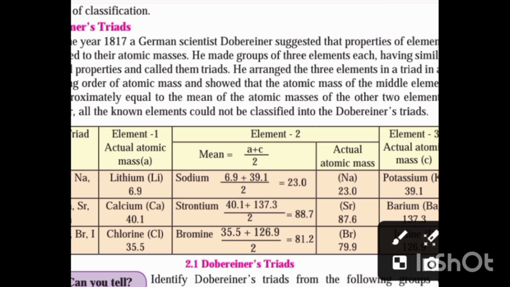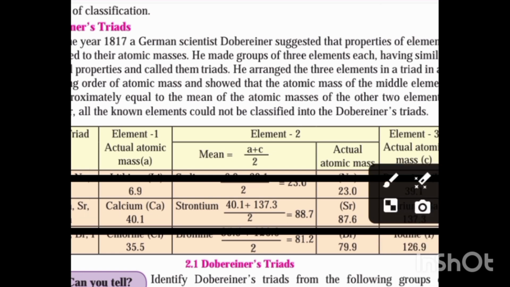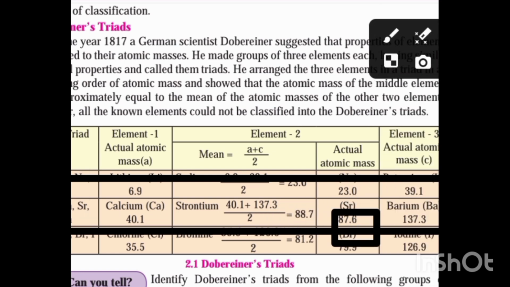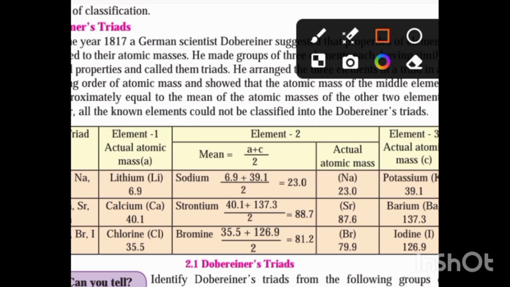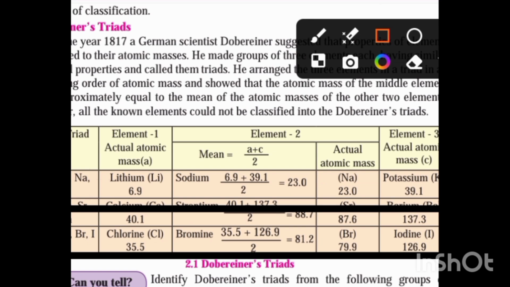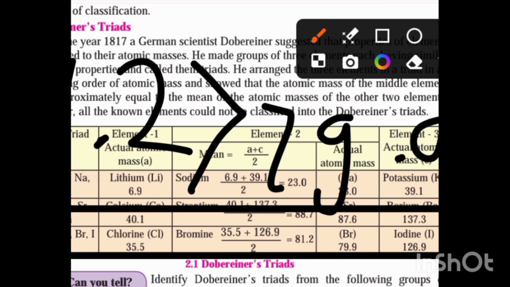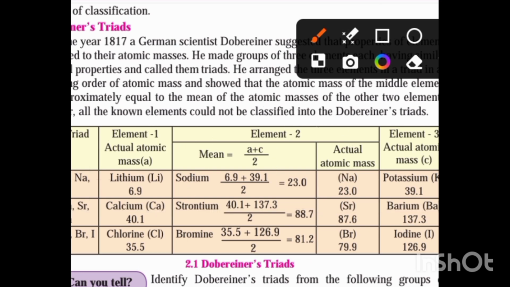But for calcium, strontium, barium, they are approximately equal, not exactly equal. Okay, but if we go toward chlorine, bromine, iodine, there is a huge difference between them. There is a huge difference between 18.2 and 79.9. So not only this, there were many elements.